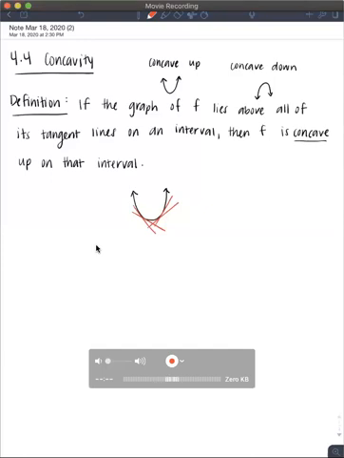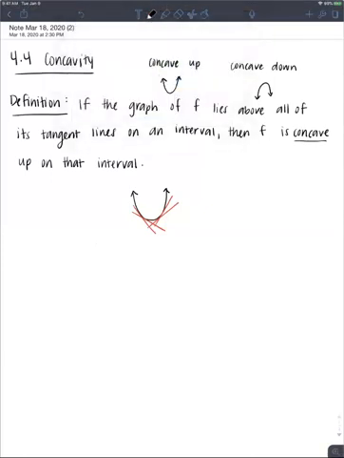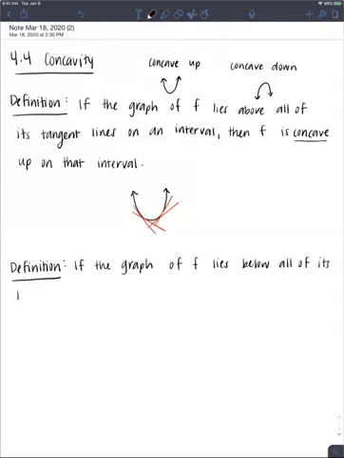Okay, and then concave down is kind of the opposite, right? So, definition: if the graph of f lies below all of its tangent lines on an interval, then f is concave down on that interval.